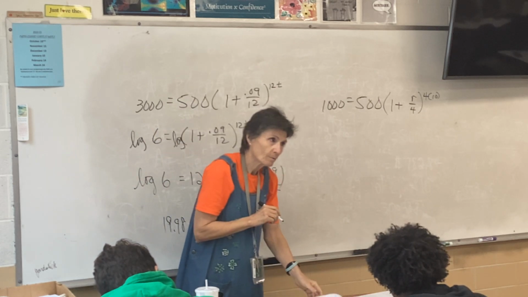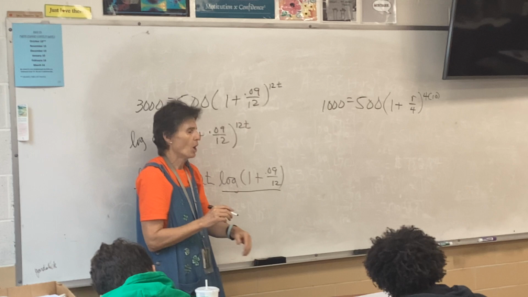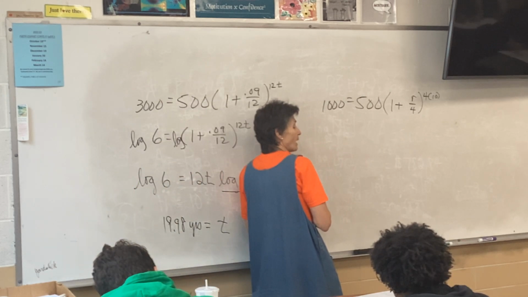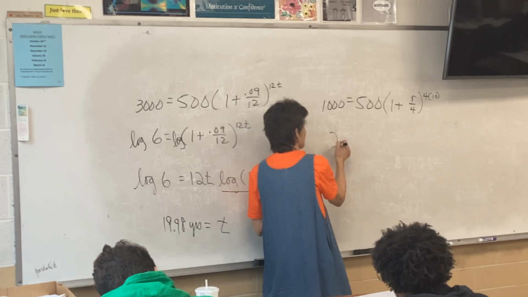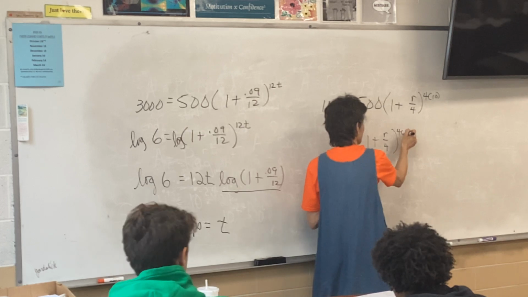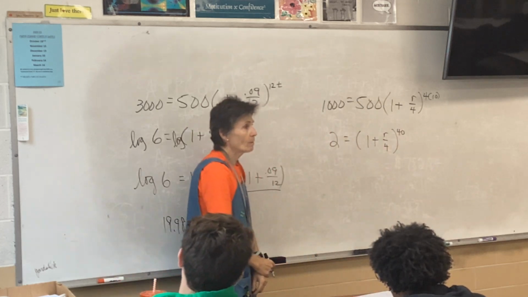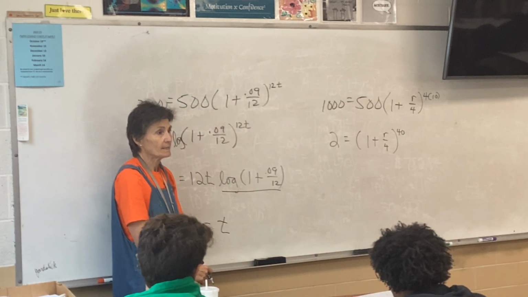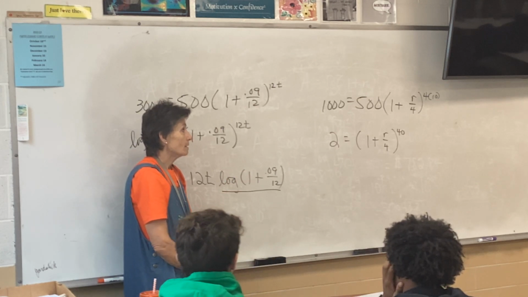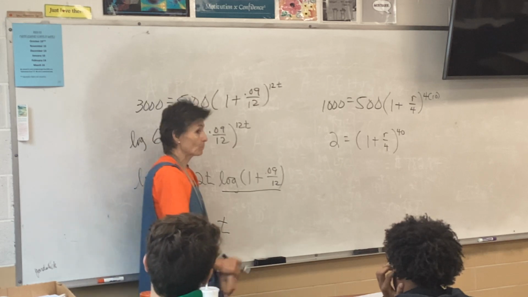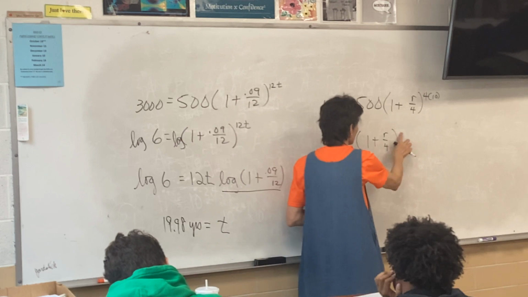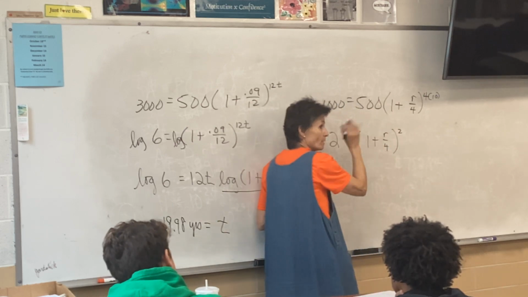Are you gonna use logarithms on this problem? No. We're gonna divide by 500, so that's gonna be 2 equals (1 plus r over 4) to the 40th. How am I going to get r? I need to get r. I gotta get rid of that exponent. So if that were a squared, wouldn't you just square root both sides?